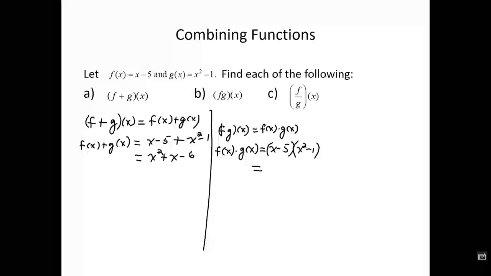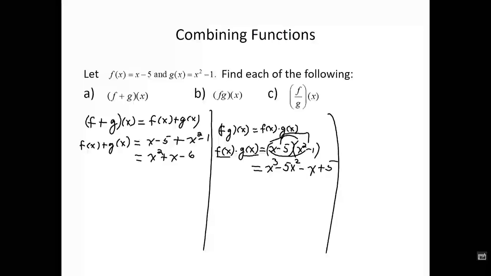So we got x times x squared is x cubed, minus 5x squared, minus x. And then finally, a negative 5 times a negative 1 is a positive 5. And there we are. There are no like terms. So when we multiply f of x times g of x, this is our product: x cubed minus 5x squared minus x plus 5.